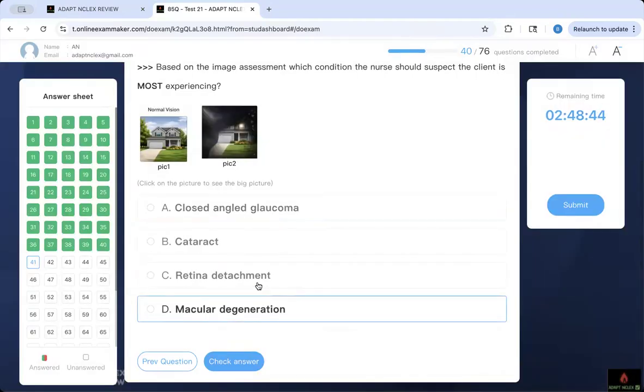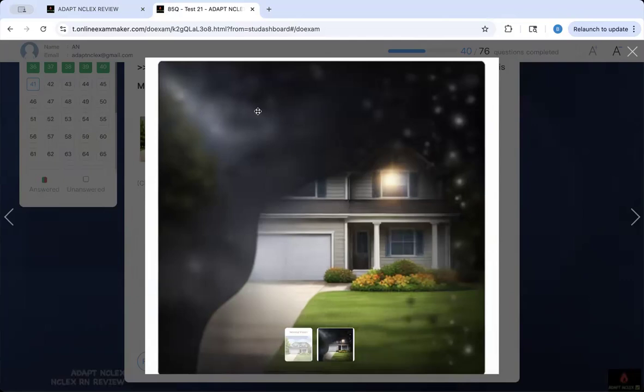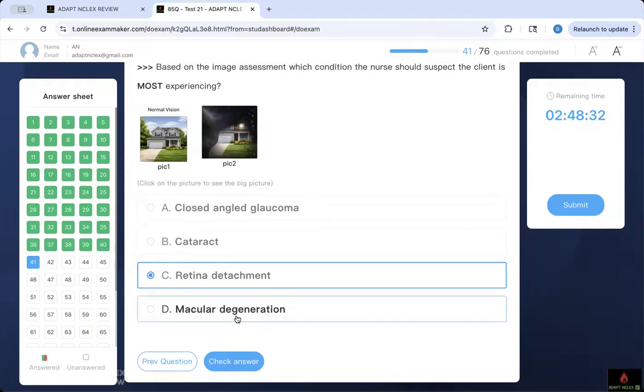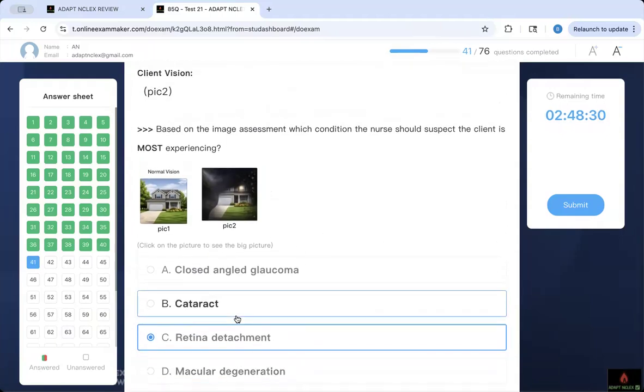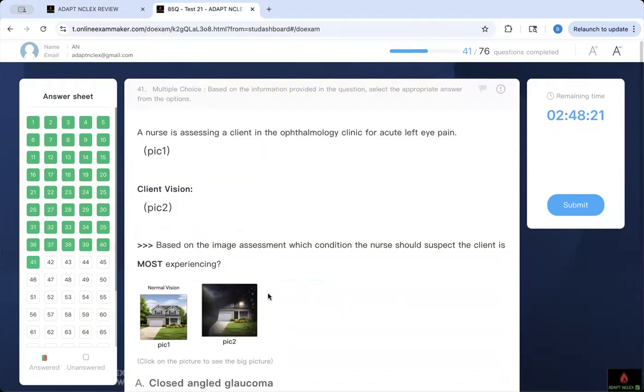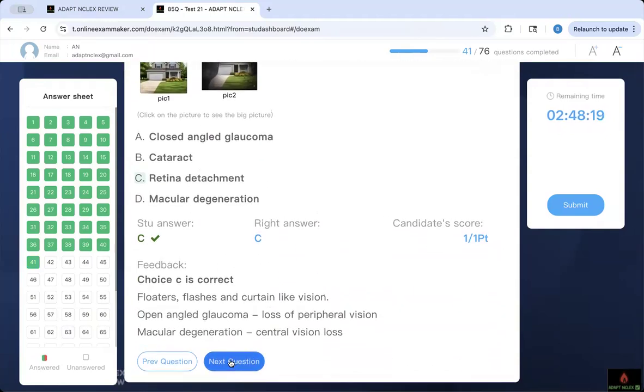Closed-angle glaucoma, peripheral vision will be gone. Here you can see some of the peripheral vision. You can see this is like a curtain falling down my eye. This is retinal detachment. If you can figure it out, look at it again, go back to the key concept. You can see this is a curtain falling on my eye. That's the retina. The floaters and flashes. Retinal detachment.